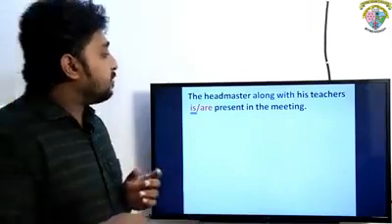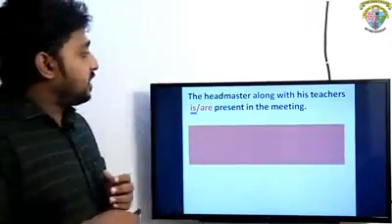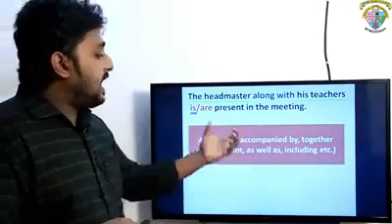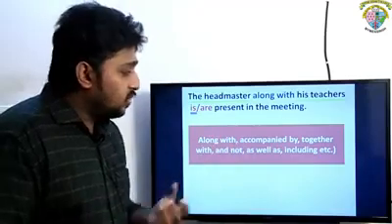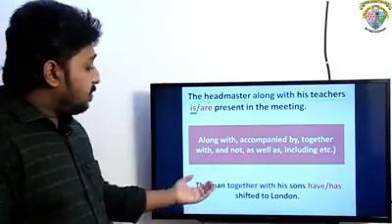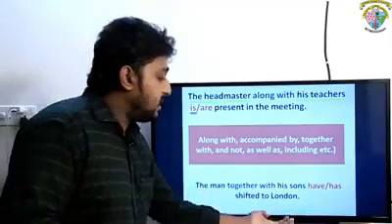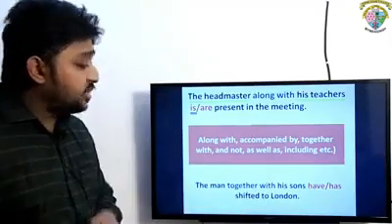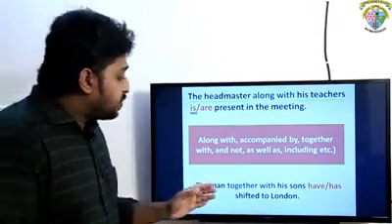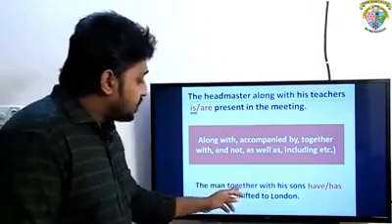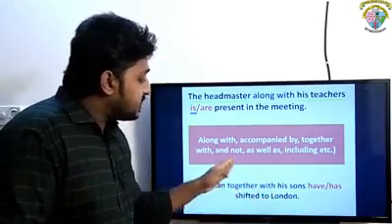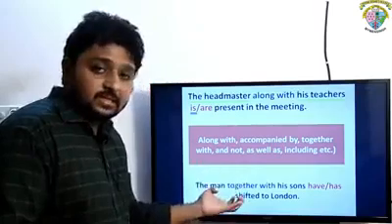There are some more expressions like along with, accompanied by, together with, and not, as well as, including, etc. So we can see another example. The man together with his sons have or has shifted to London. So what will we do? We have to clearly see there are two subjects, the man and his sons, and these two subjects are connected with together with.